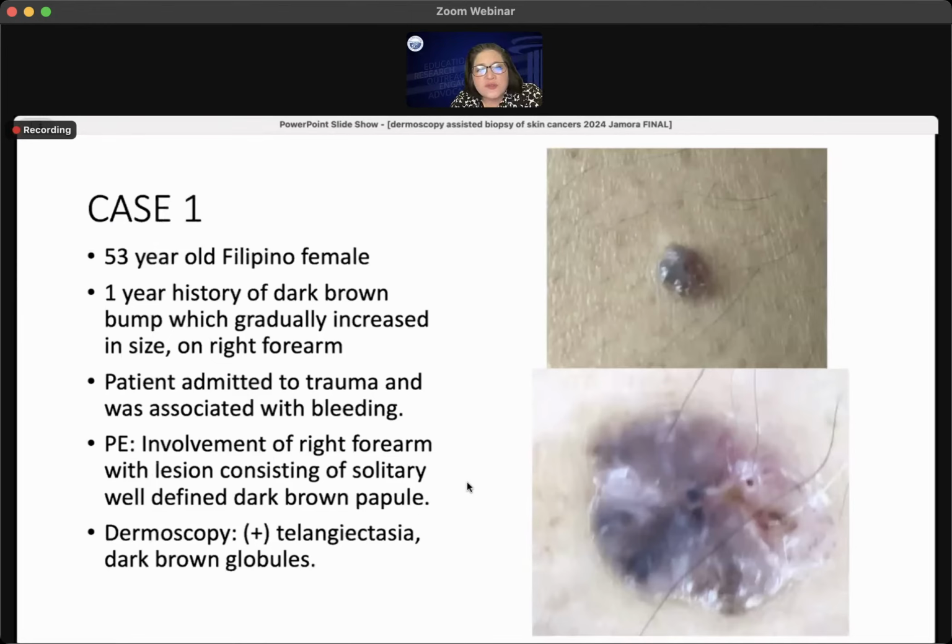So let's start off with the first case. The cases I'm presenting are Filipino patients in skin of color. This was a 53-year-old Filipino female with a 1-year history of a dark brown bump, which gradually increased in size on the right forearm. And she said it was traumatized and was also bleeding at some point. So we can see this dark brown papule, well demarcated. Under dermoscopy, you'll see these arborizing telangiectasia on the surface, some white scale and micro ulcerations, and these dark blue-gray ovoid nests here.